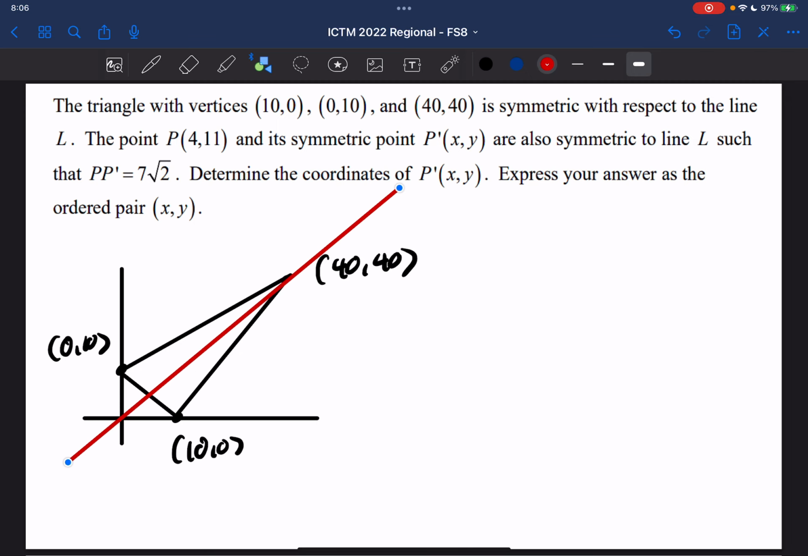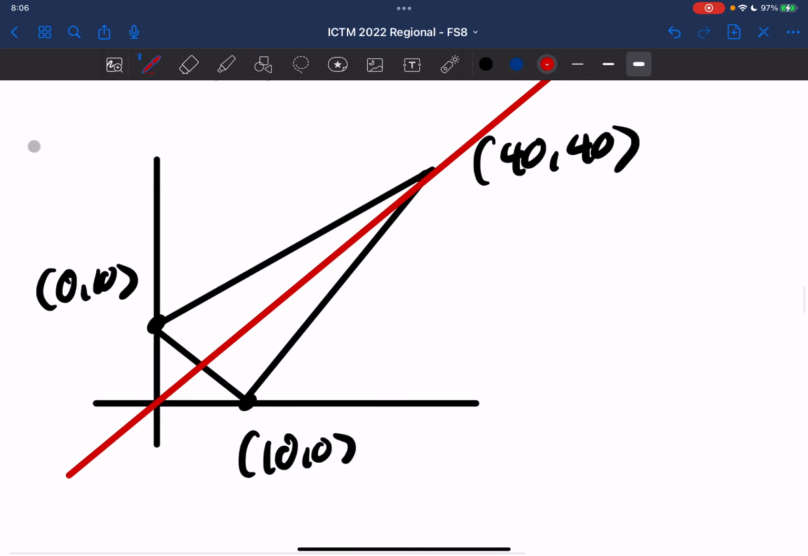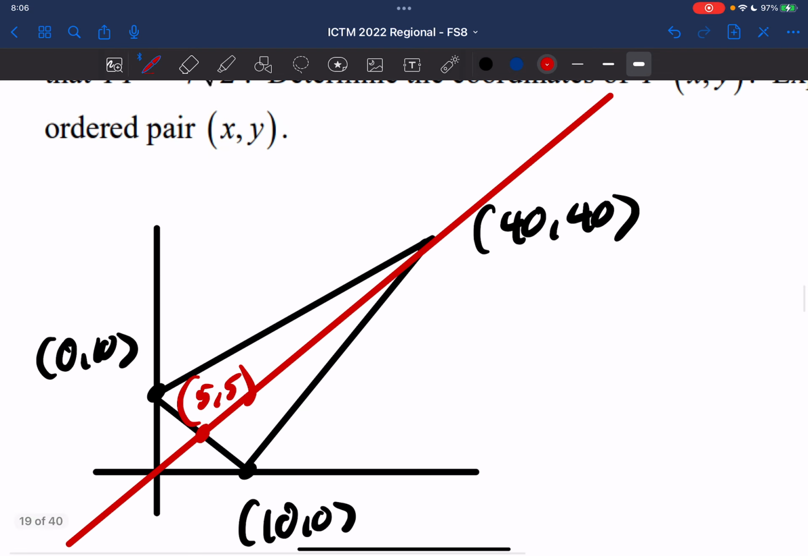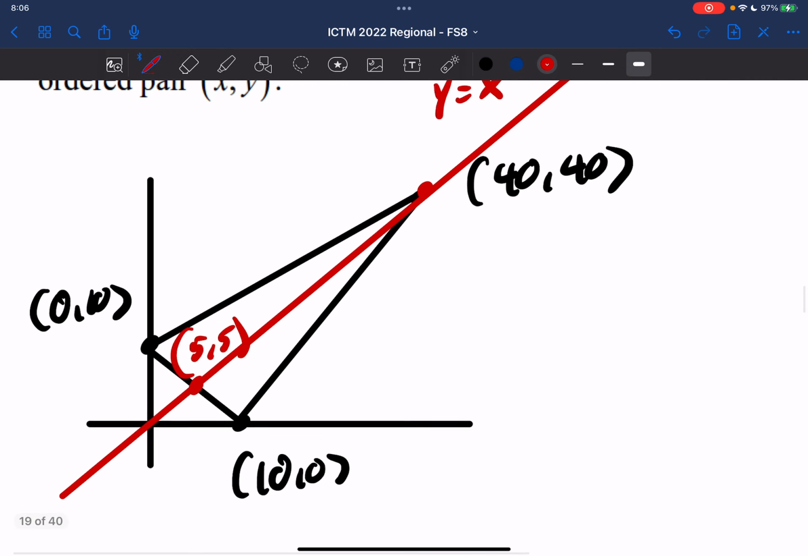Because the only way you can have a line that's symmetric with these 2 points right here is if it runs right through the middle at (5, 5). And the only line that passes through (5, 5) and (40, 40) is going to be the line y equals x. Now notice that these 2 points right here are symmetric. (0, 10) and (10, 0) are symmetric. And notice they're symmetric because they flip-flop.